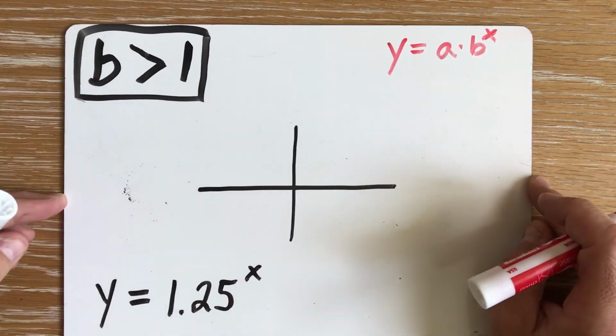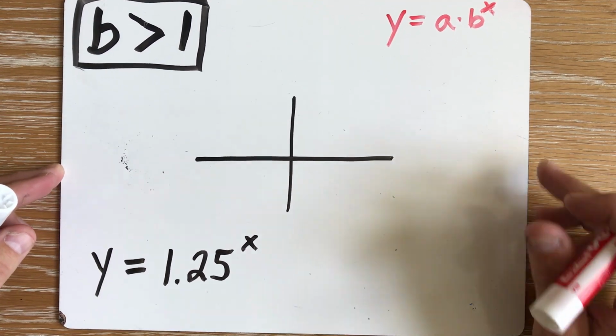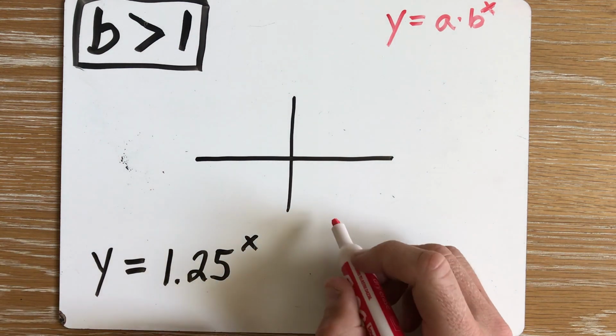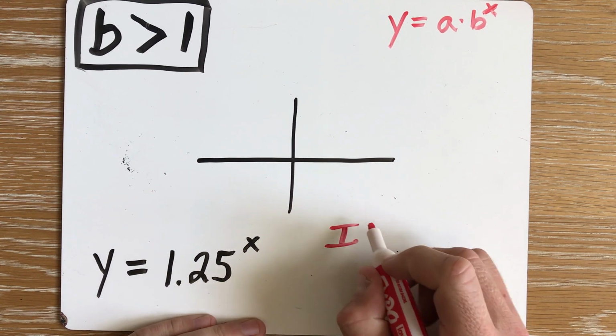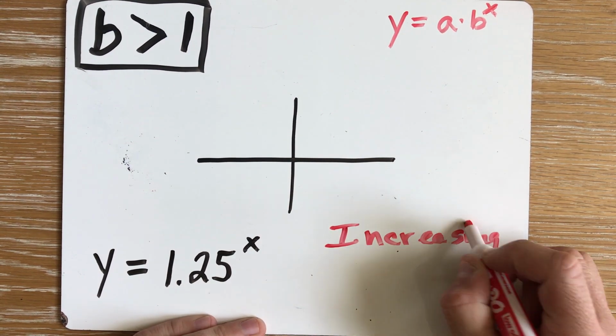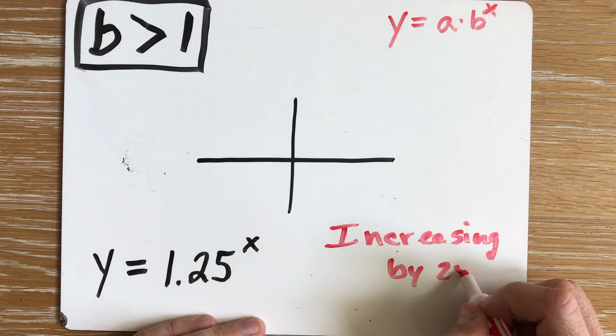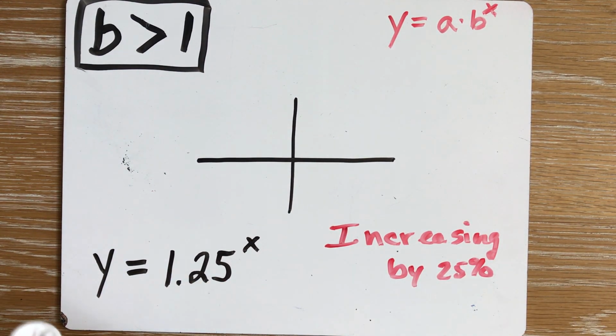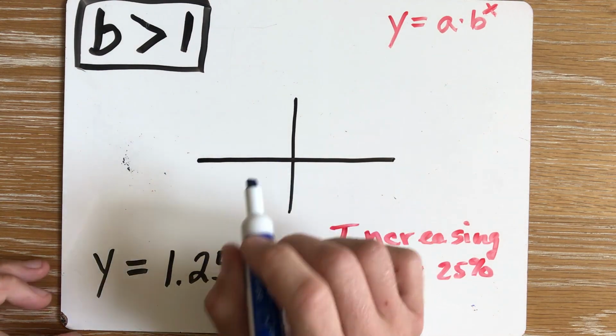If I have this example right here of y equals 1.25 to the x, this one has a multiplier of 1.25. Now 1.25 means the value is going to be increasing by 25%. So we call this an increasing graph. Increasing by 25%, because we're saying how far above 100% is this? It's 25% above.